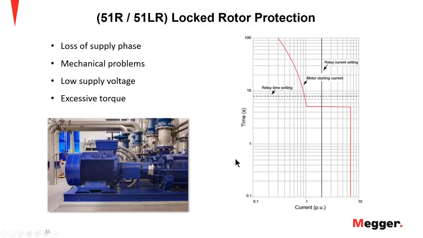Relay locked rotor protection: causes can be a loss of supply in one of the phases. We can have mechanical problems. We can have a low voltage supply, which doesn't allow the motor to overcome the load torque, or we can have excessive torque, which can be almost a mixture of the two. If we have low voltage supply, we could in turn create excessive torque, right? Or we can have something that the motor's tied to and it's not able to drive that load and get it moving.